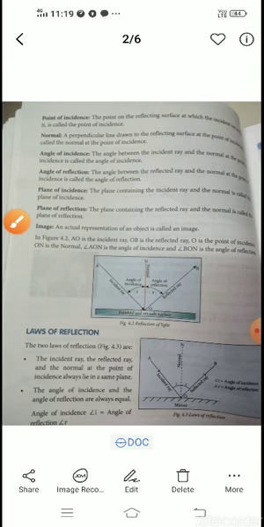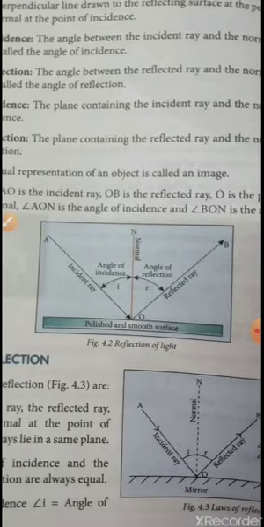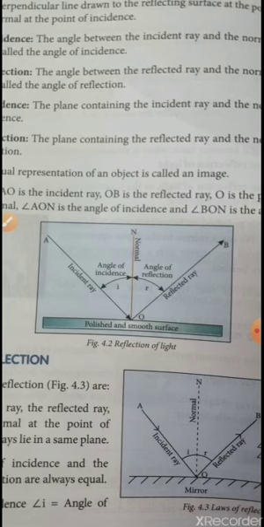So, the laws of reflection. The laws of reflection state that the angle of incidence and the angle of reflection will be equal. Suppose a ray of light is incident at an angle of 30 degrees. Therefore, what will your reflected ray be?